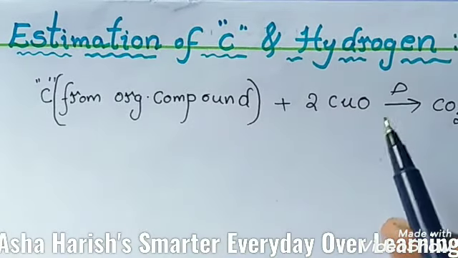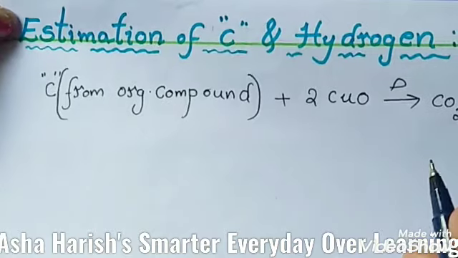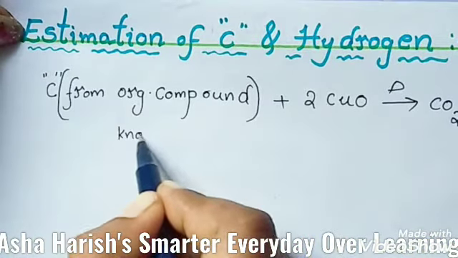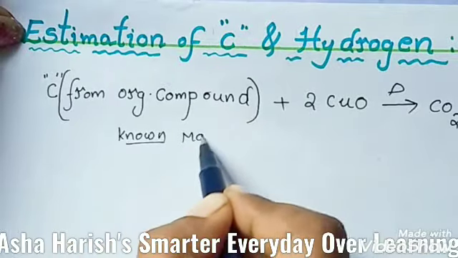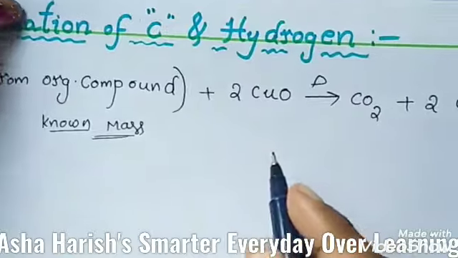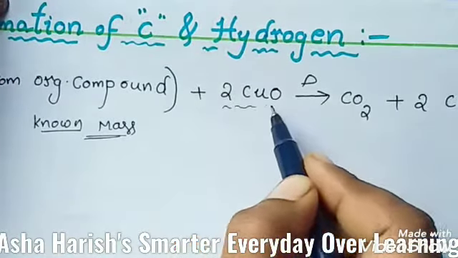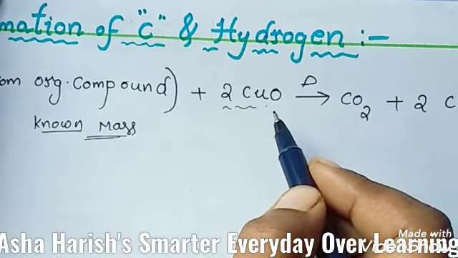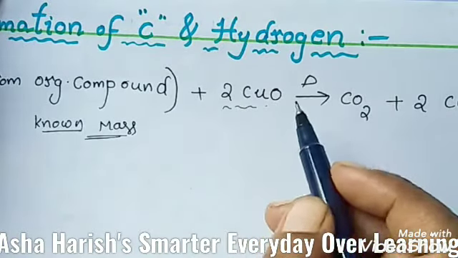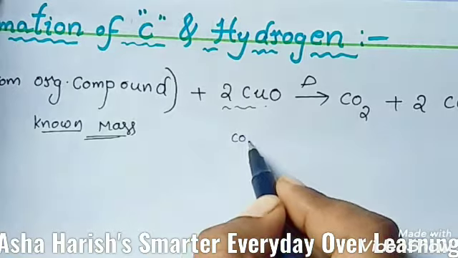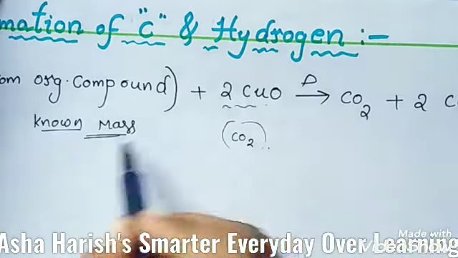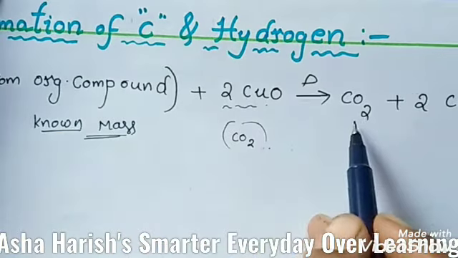Estimation of carbon and hydrogen. A known mass of the organic compound is heated strongly with excess of dry copper oxide in a current of dry air or oxygen free from carbon dioxide. Under these conditions, carbon present in the organic compound is oxidized to carbon dioxide.